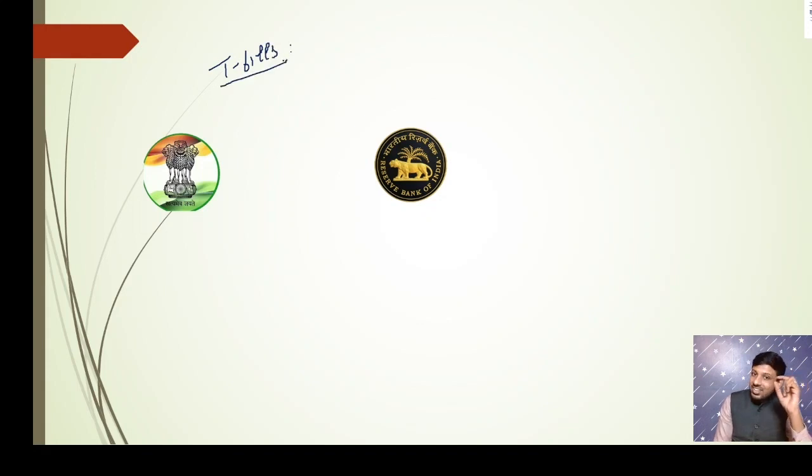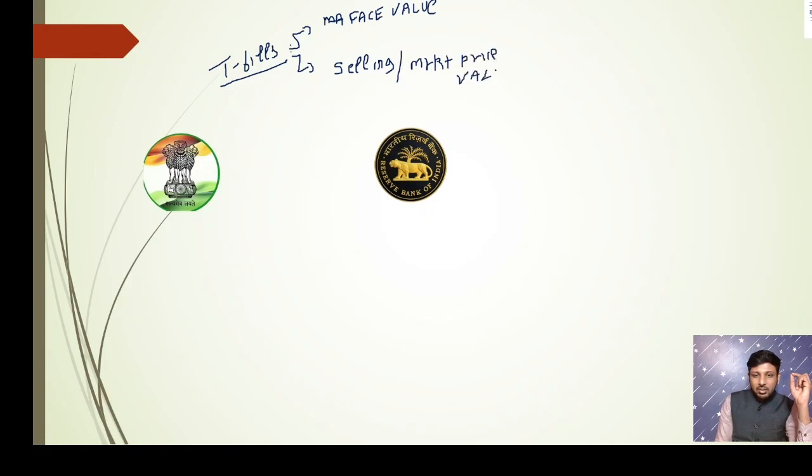To understand T-bills, first we have to know two concepts: face value, or face price, and selling price, or market price, or market value. Please mind my handwriting, guys. We have to know about these two terms, face value and selling value. Suppose the government is creating one treasury bill, you keep it like this.